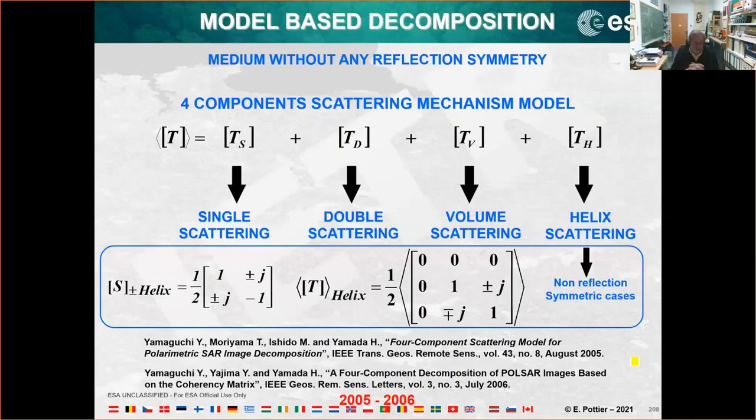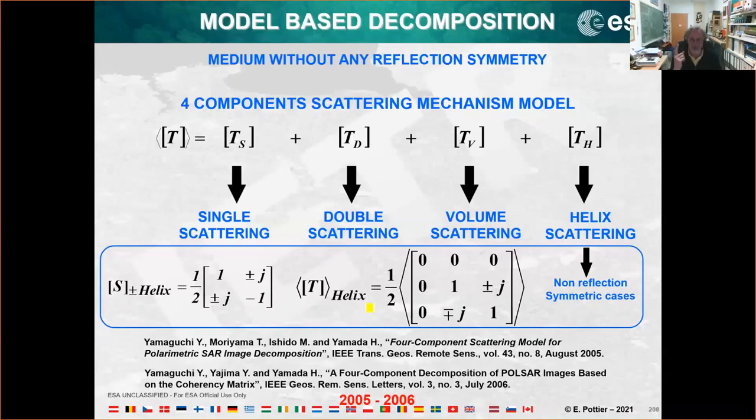the helix scattering mechanism. So what is a helix? A helix is like a spiral, so it doesn't exist in nature. So it is a modelization of something which is completely non-symmetric. Okay? So usually you can derive this kind of matrix from a theoretical approach, and you get the corresponding coherency matrix of the helix. So like that, you are going to increase the number of equations, and so you can have a better estimation of the volume scattering.